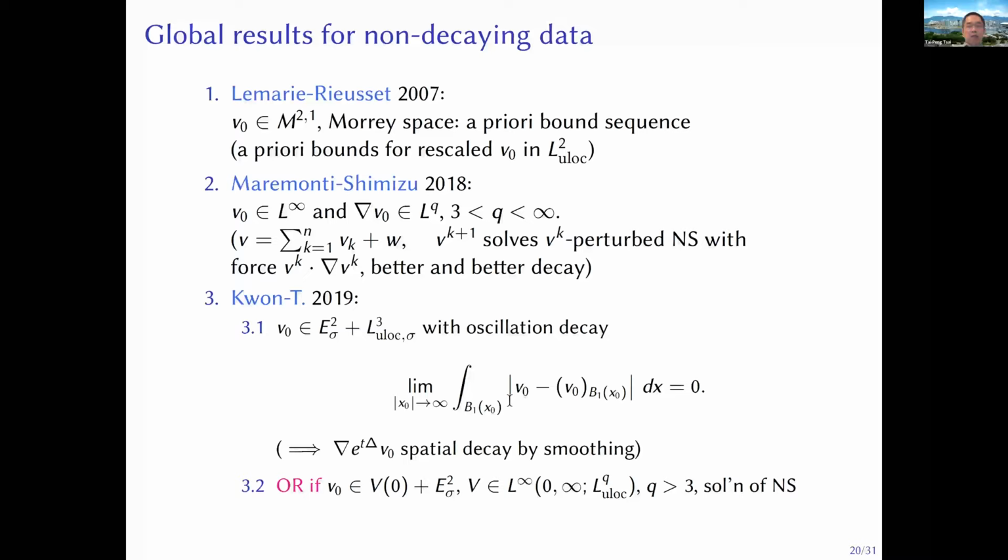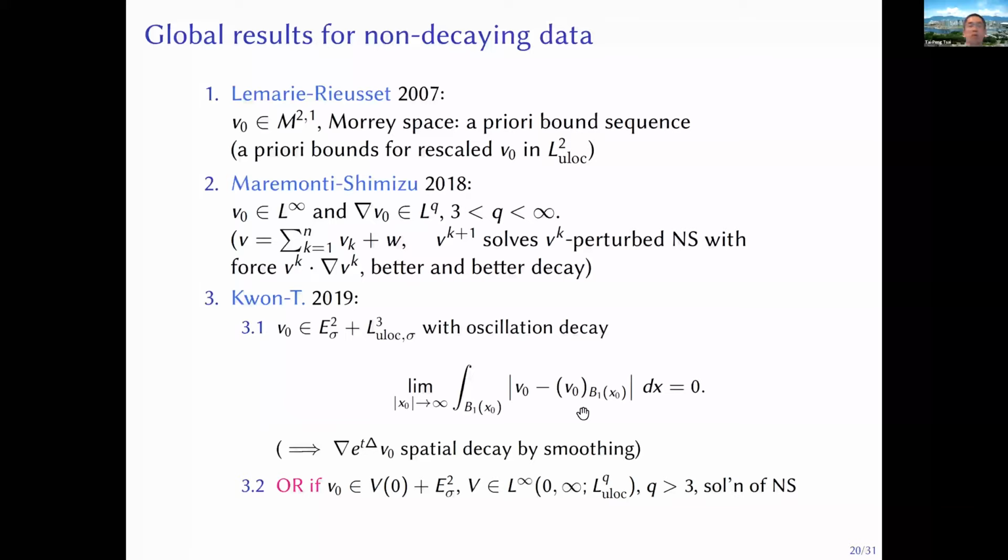So we look at this integral over the ball of radius one around x naught, of V0 minus its average in this ball. This integral measures the oscillation of V0 in this ball. And when the center goes to infinity, this oscillation goes to zero. So in this case, V0 does not need to have a finite limit at spatial infinity. V0 can have many weird behaviors at spatial infinity, but the only thing we require is this oscillation decay.